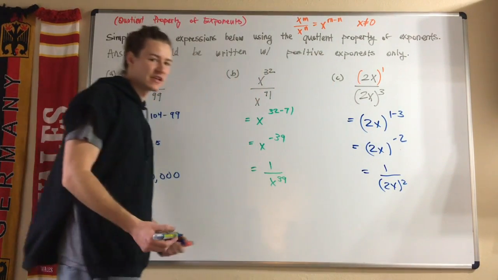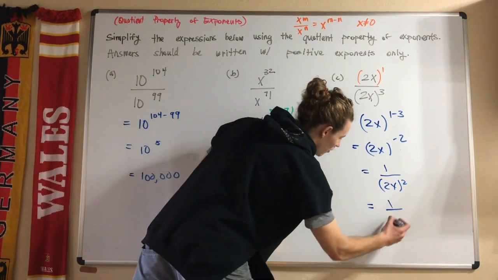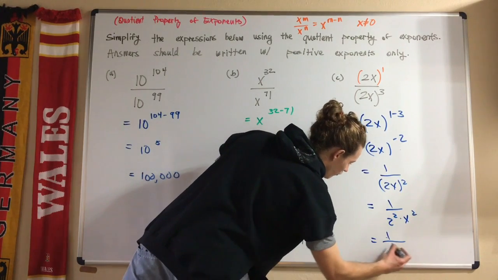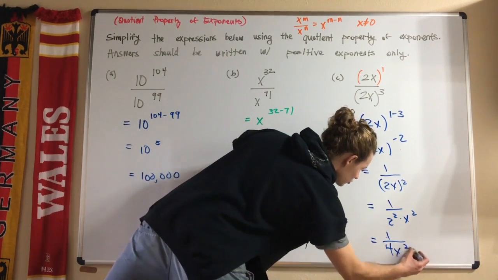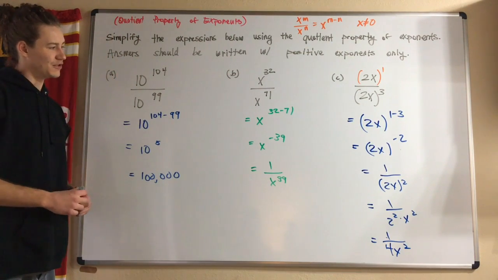And then finally, I'm going to use that distributive property to say that this is the same as 1 over 2 squared times x squared, or 1 over 4x squared. Great, and that'll be our solution there.